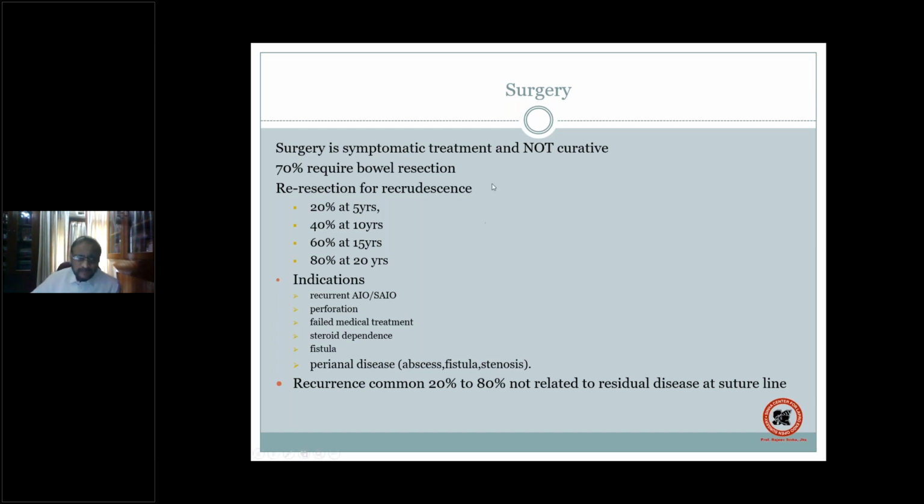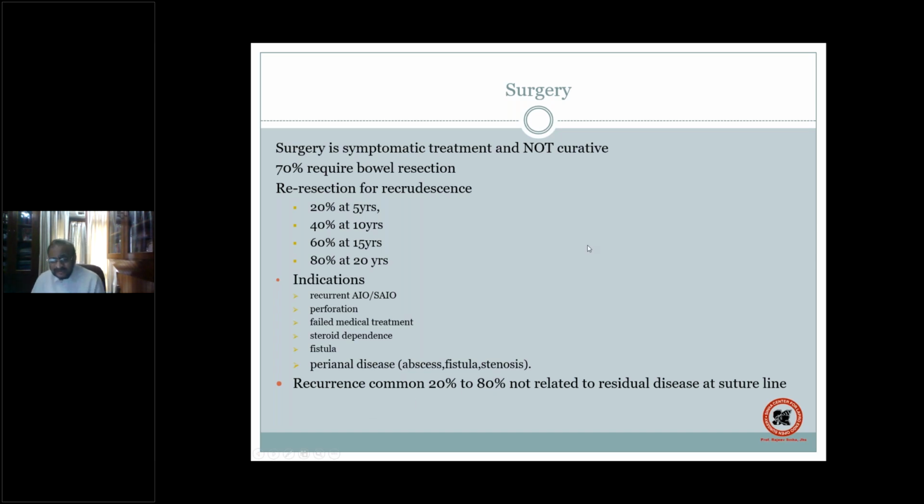The indications: when do you do surgery? In every patient? No, absolutely not. You should have a surgical indication. For example, the patient has recurrent acute intestinal obstruction or subacute intestinal obstruction. The patient has perforation. The medical treatment has failed. The patient is so steroid dependent that you don't want this patient on more steroids, so go ahead and do surgery. Fistulization or perianal disease. In all these, you would require surgery. And as I said earlier, recurrence after surgery is not uncommon. It can be as high as 80% and as low as 20%.